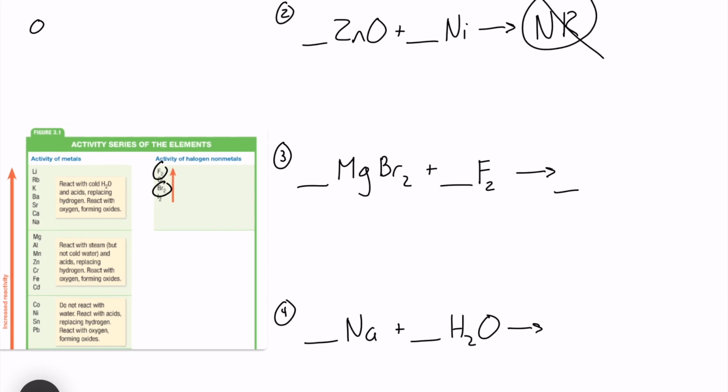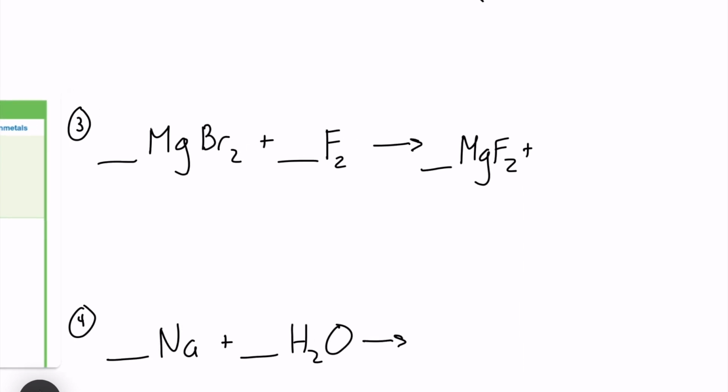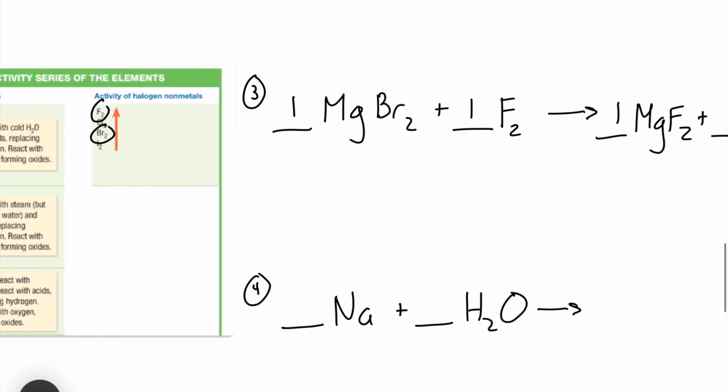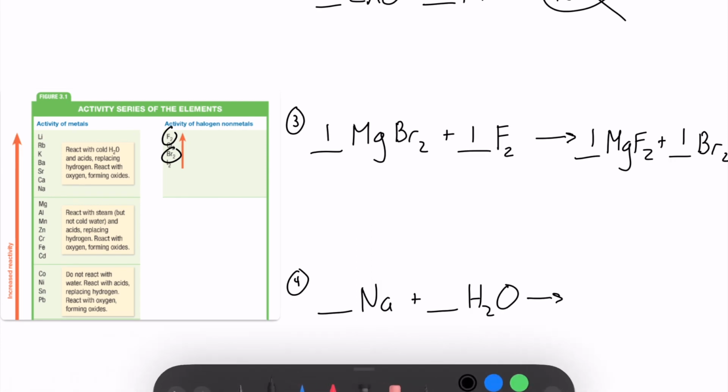So we will write our products here. We'll have MgF2 plus our lone element in this case is going to be bromine since it was kicked out of its compound. Okay, so let's go ahead and balance this. It's going to be ones across the board again, pretty easy. That looks good to me. Moving on to number 4, we have sodium and water reacting.